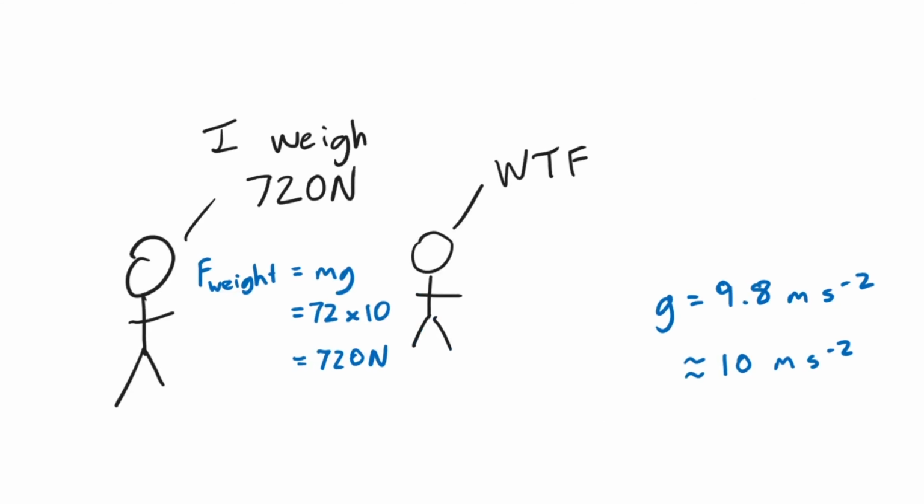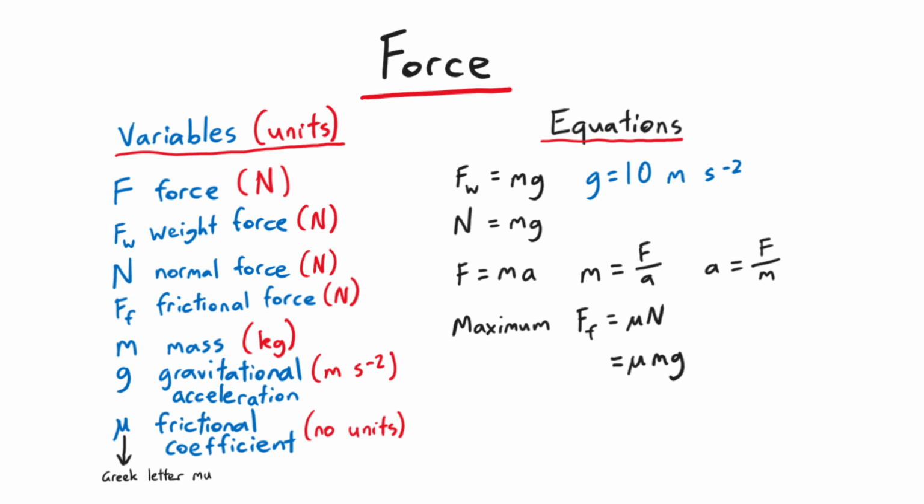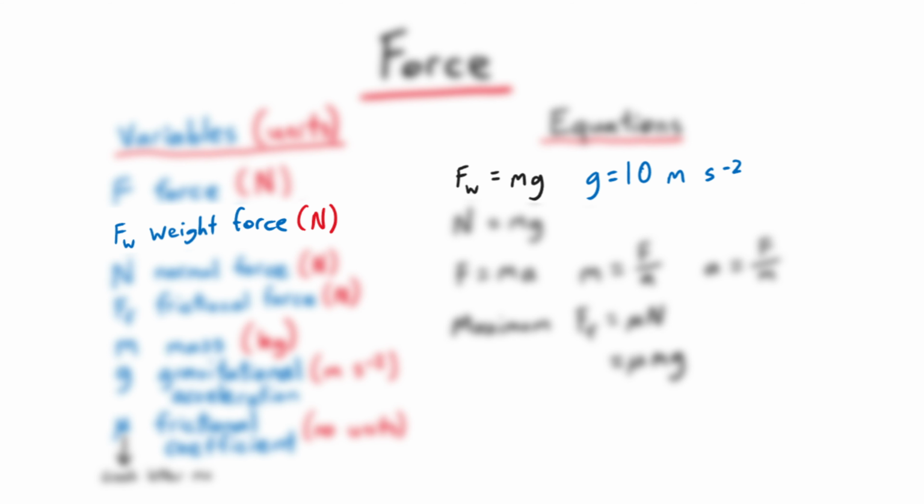However, in physics, weight is a force that a mass exerts due to gravity, and force is measured in the unit of newtons. Therefore, instead of saying 72 kilograms, I would say that my weight force is equal to 720 newtons if we assume that g has a value of 10. The equation for weight force, or F with a subscript of W, is mass times gravitational acceleration, or F equals mg. For PHSI191, the value of g that you use is 10 meters per second squared, which makes calculations a bit easier.